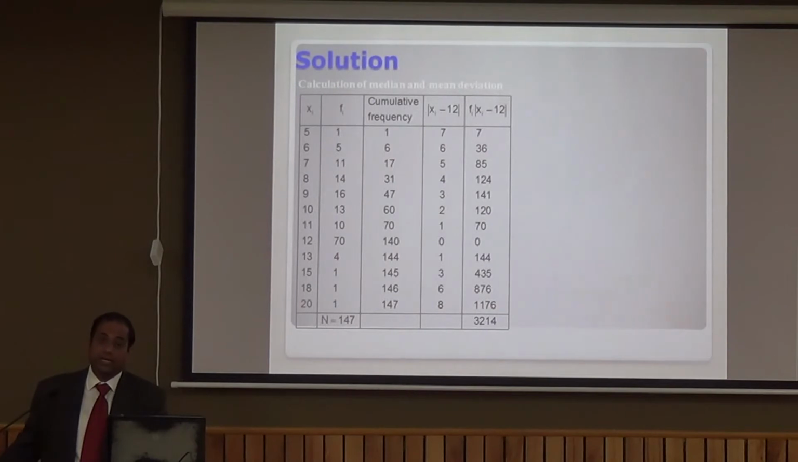Then we will find the deviation, that is xi minus the median which we have got, that is 12, and then multiply with the corresponding frequencies. Then we will get the sum of fi into the modulus of xi minus median. Here we find capital N is 147, so N upon 2 is 73.5. The cumulative frequency just greater than N upon 2 is 140, and the value of x is 12.